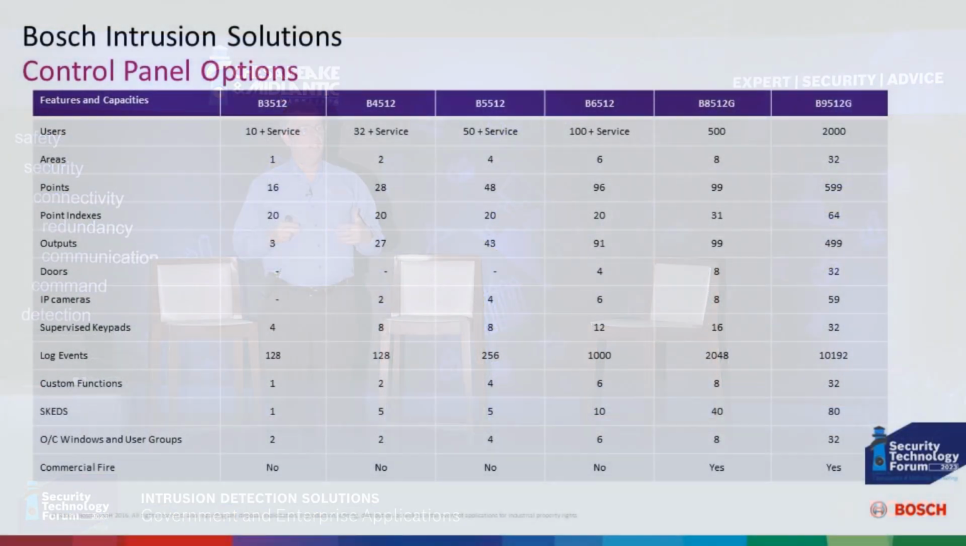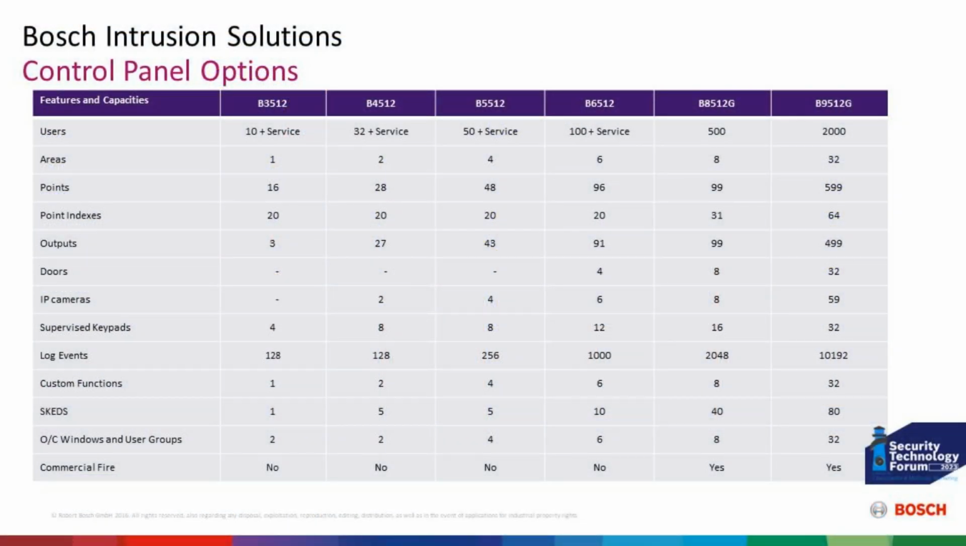Speaking about all intrusion panels from Bosch, this is a list of all of our intrusion panels and their capacities and some of their features. We're going to talk a little bit more about some applications, especially for government. But Bosch has a long list of intrusion panels. Most people are familiar with our G-Series panels, our 8512G and our 9512G. I'm going to ask you to raise your hand, but I won't see most of you.